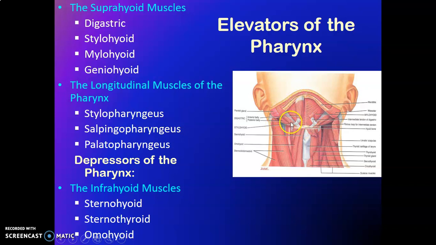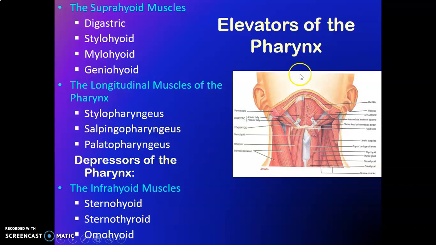Then we have stylohyoid. There is the mylohyoid. This is the mylohyoid muscle. Then there is geniohyoid muscle from the genu of the mandible to the hyoid bone. Okay, so those are the suprahyoid muscles. They elevate the larynx: digastric, stylohyoid, mylohyoid, and geniohyoid.